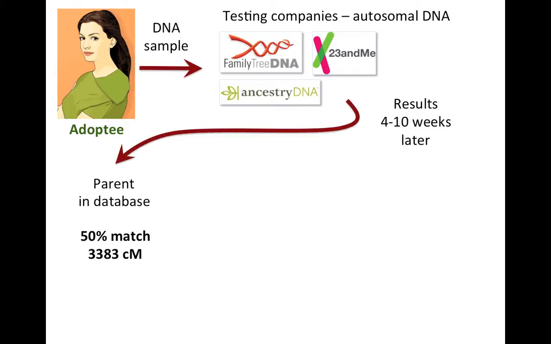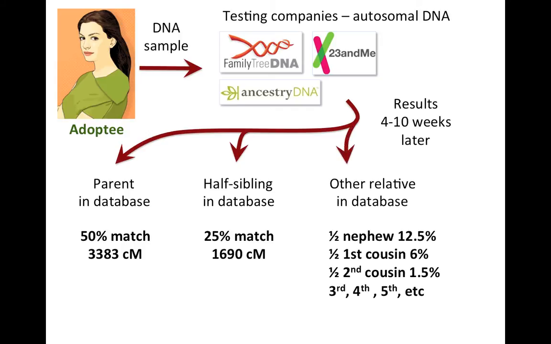And if the adoptee's parent is in the database, that will come back as an immediate 50% match. If the adoptee has a half-sibling in the database, that will come back as a 25% match. And if there's another relative in the database, such as a half-nephew, a half-first cousin, a half-second cousin, and so on, these will match with the adoptee at varying degrees of strength.